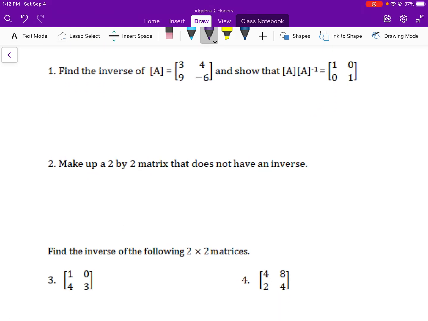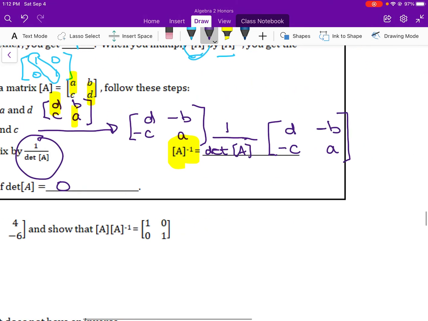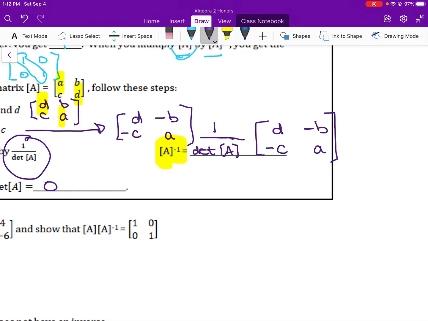Okay, so first problem, let's go ahead and find the inverse of this matrix A, where we have entries of 3, 9, 4, and negative 6. So first of all, let's erase this here.